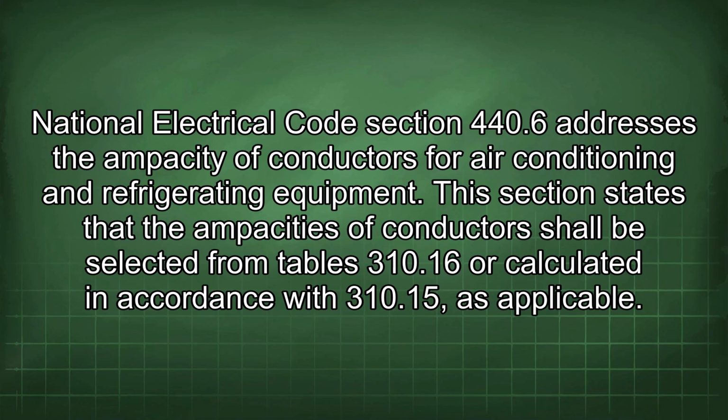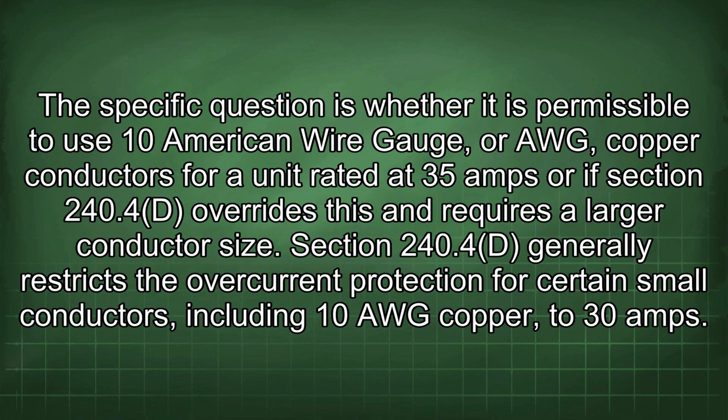National Electrical Code Section 440.6 addresses the ampacity of conductors for air conditioning and refrigerating equipment. This section states that the ampacities of conductors shall be selected from Table 310.16 or calculated in accordance with 310.15, as applicable. The specific question is whether it is permissible to use 10 American Wire Gauge, or AWG, copper conductors for a unit rated at 35 amps, or if Section 240.4(D) overrides this and requires a larger conductor size.